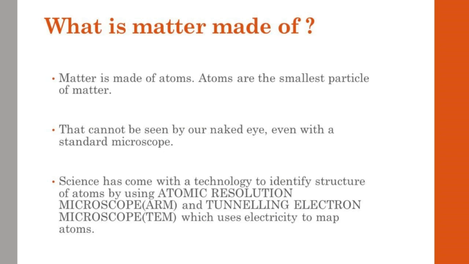They are so small that you cannot see them with your eyes or even with a standard microscope. So science has come up with a technology to identify structure of atoms by using atomic resolution microscope ARM and tunneling electron microscope TEM, which uses electricity to map atoms. There is more about atoms in the later lessons, but first let's learn about the three states of matter.